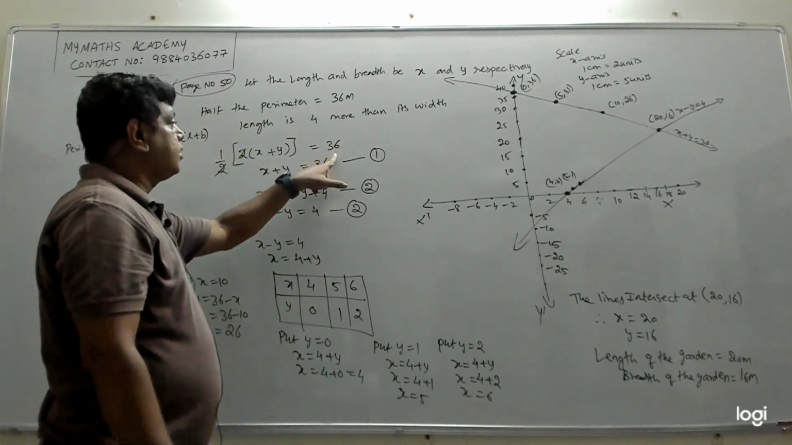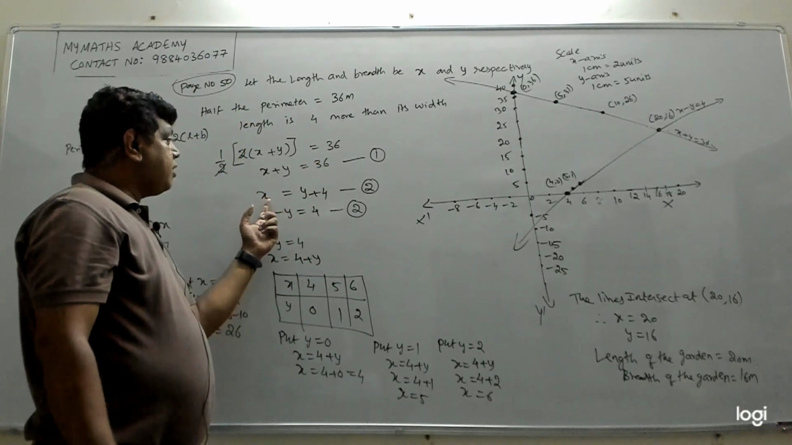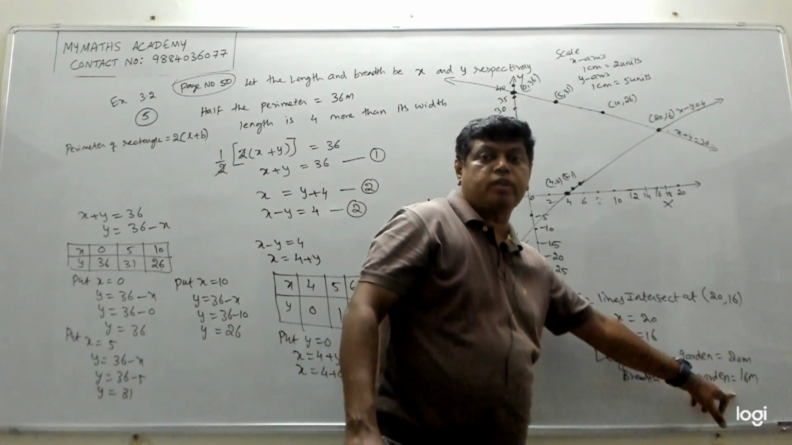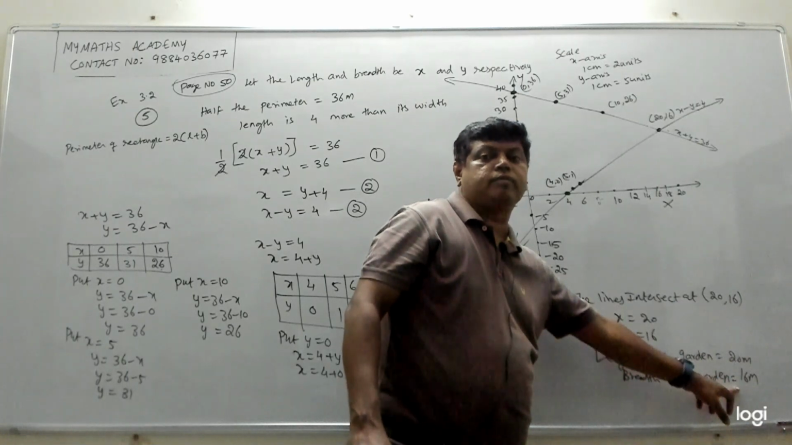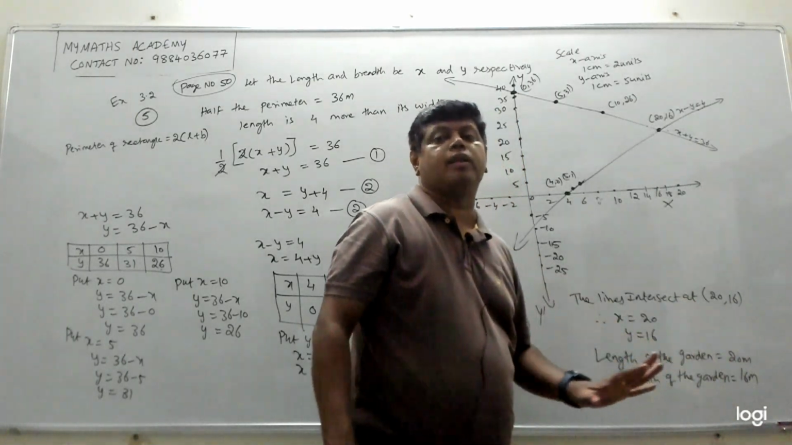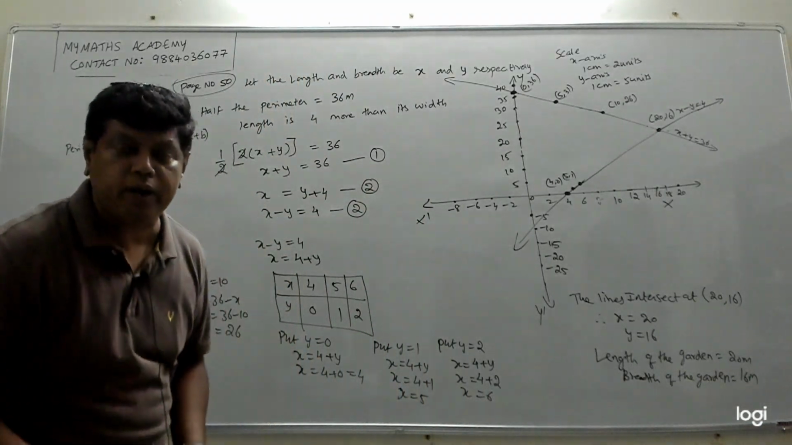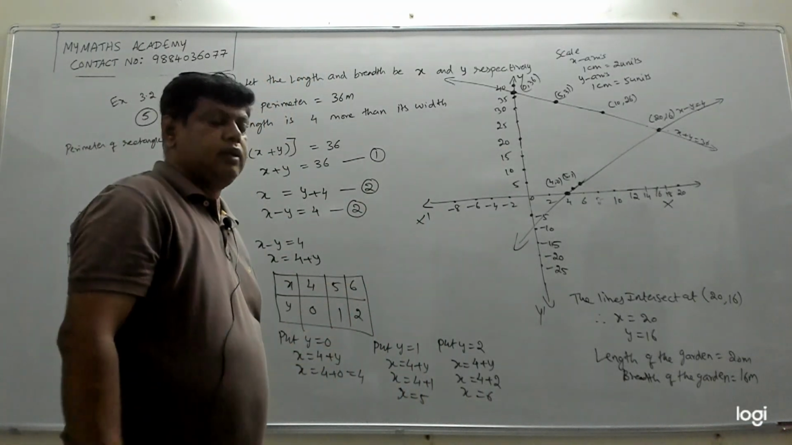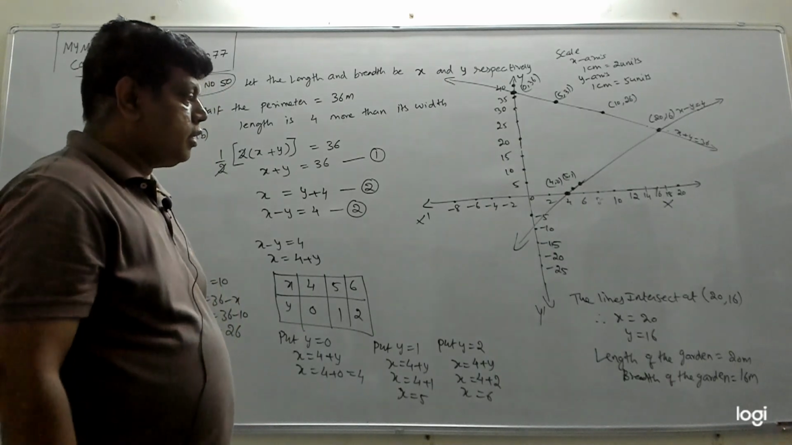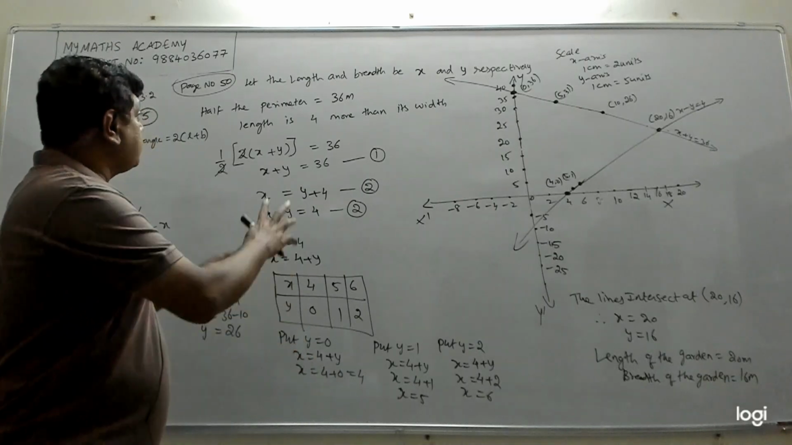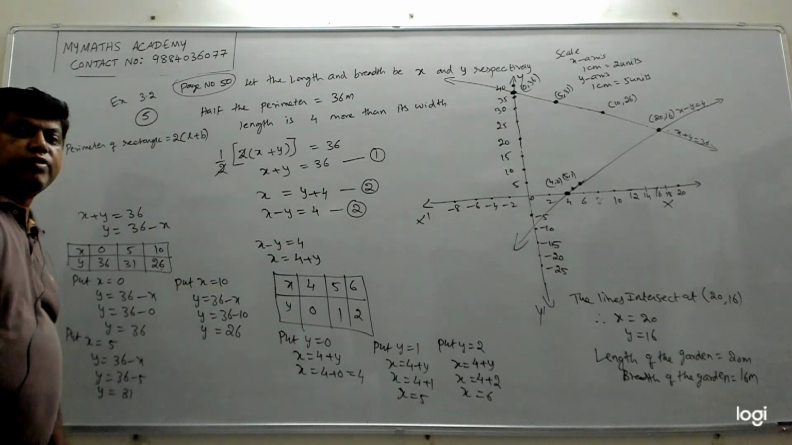You will get this. Then, your length is 4 more than the breadth. That is also true. Length is 4 more than 16, so 16 plus 4 gives you the length. If you add 4 to your breadth, which is 16, you get the length as 20. So this is how we will solve this graphically.